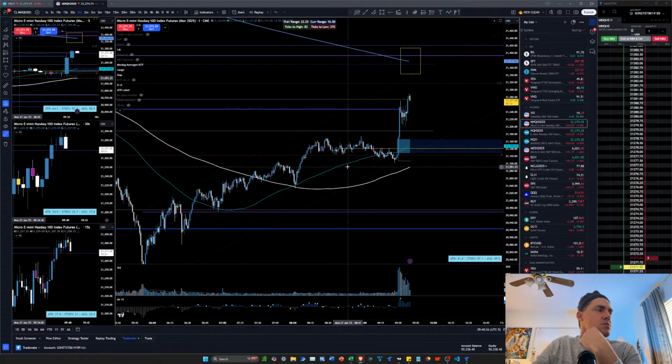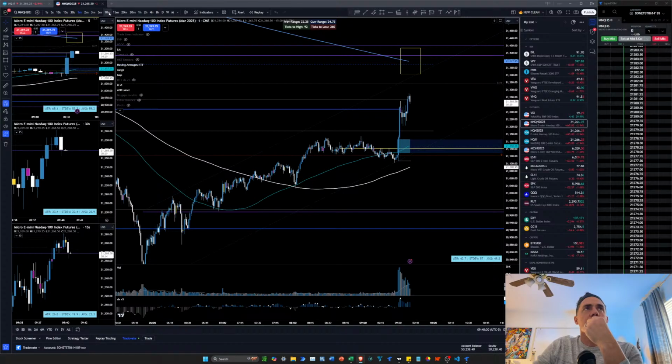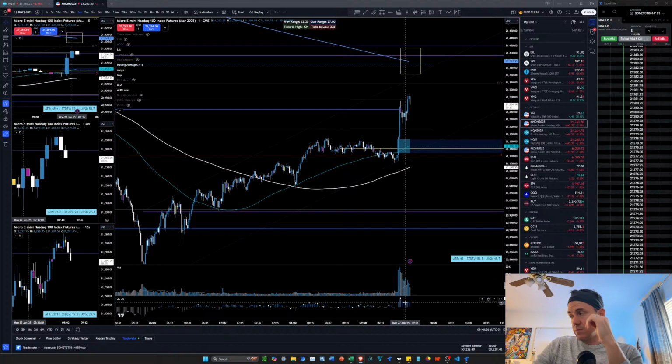Inside down close on the 30-second and the 1 minute here, or almost on the 1 minute, but got it clean on the 30-second.